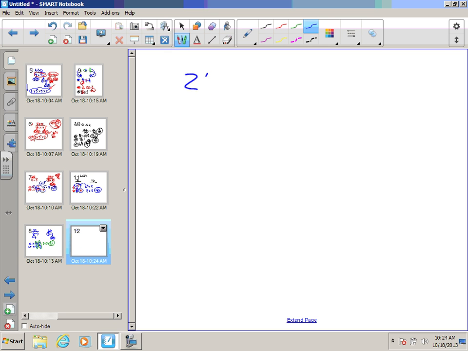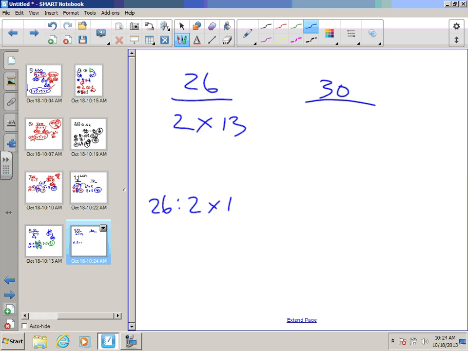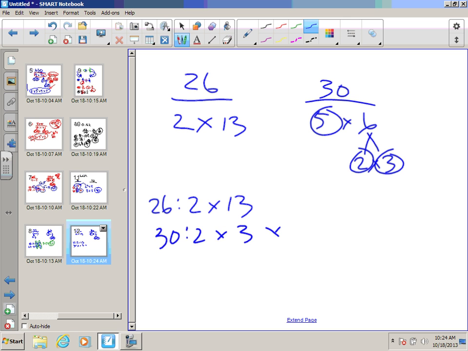26 and 30. 26, we go 2 times 13. 30, we go 5 times 6, which is 2 times 3 times 5. Okay, this will be a doozy. Between a 2 and a 2, are either of them any different from each other? So I need to circle one and cross out the other. I pick one. Here's a 3. Are there any other 3s to choose from?